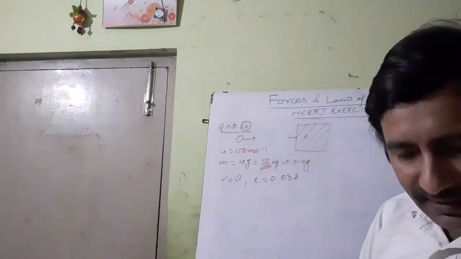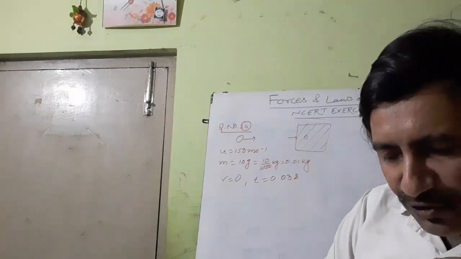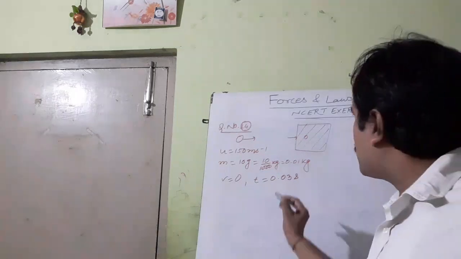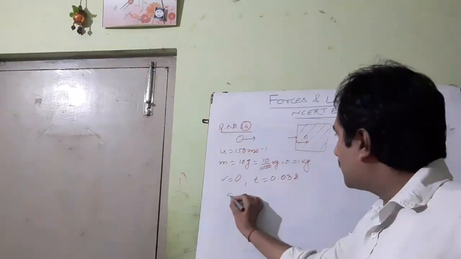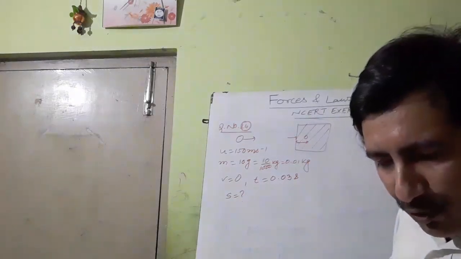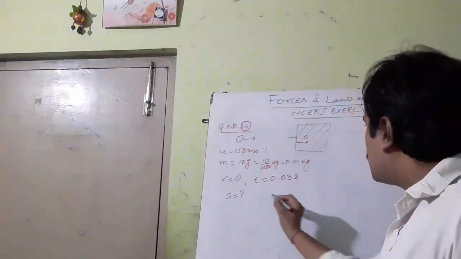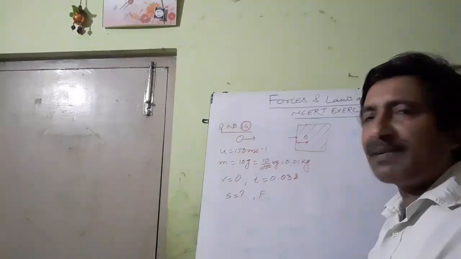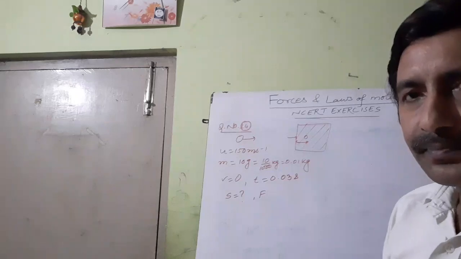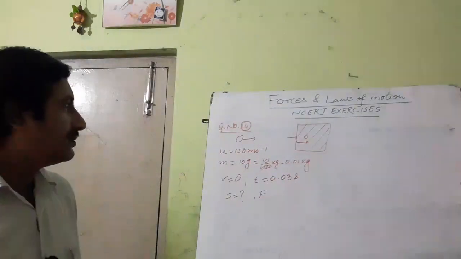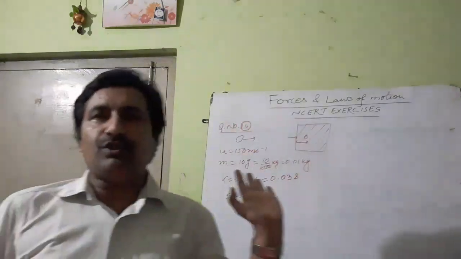Now what are you asked? You are asked to find the distance of penetration of the bullet into the block. Means you have to find this distance, S. And you also have to calculate the magnitude of the force exerted by the wooden block. Means you have to find F, which is applied by the wooden block to stop the bullet. Got it?